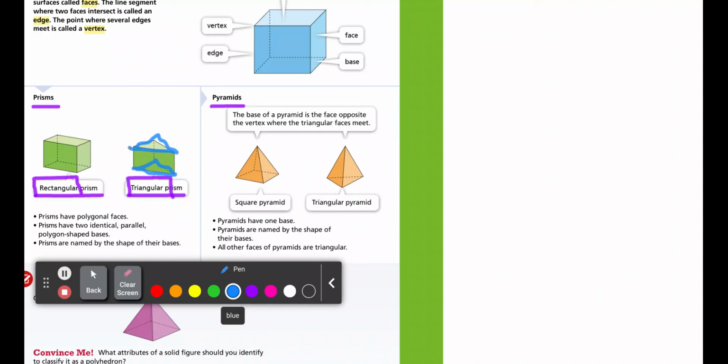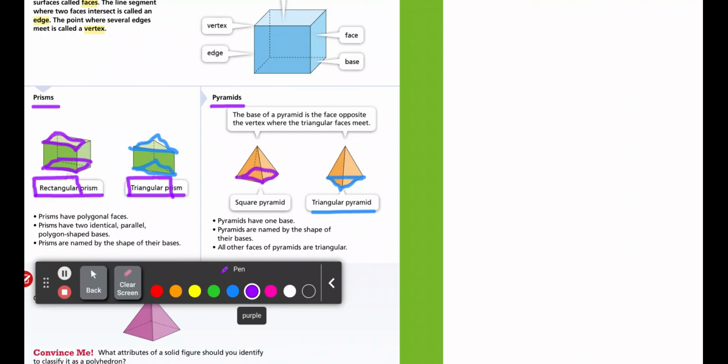If we go over here now and we look at the triangular pyramid, the triangular pyramid only has one triangular base. And same thing with the rectangular prism. If we look at the rectangular prism, it has two identical parallel polygon-shaped bases, these two rectangles, while a square pyramid only has one. So that's going to be the main difference to remember between a prism and a pyramid. A pyramid only has one base.